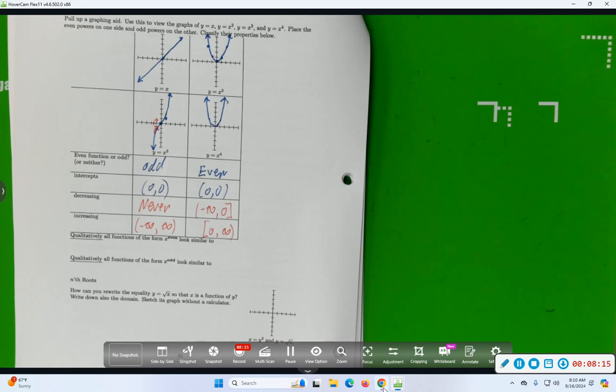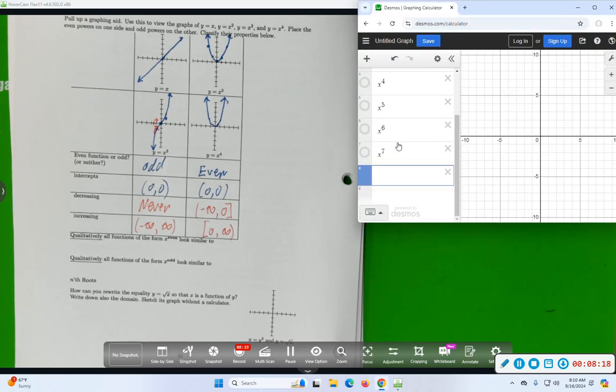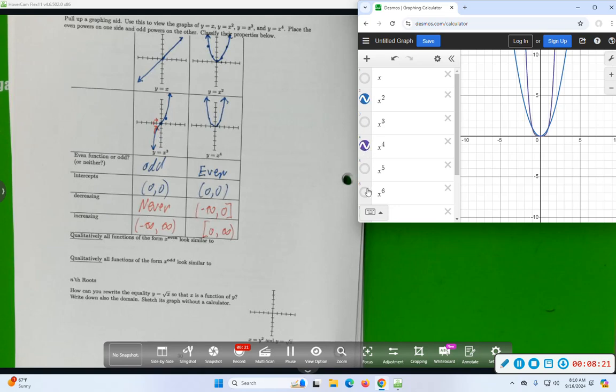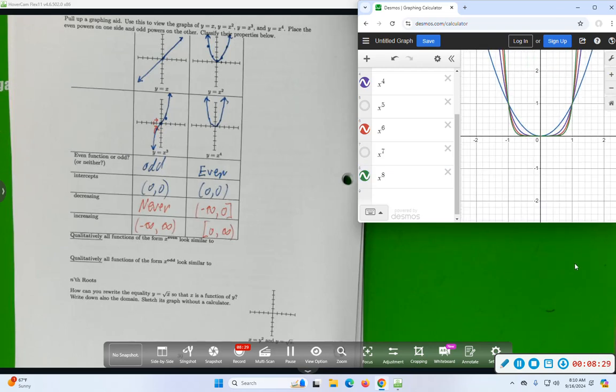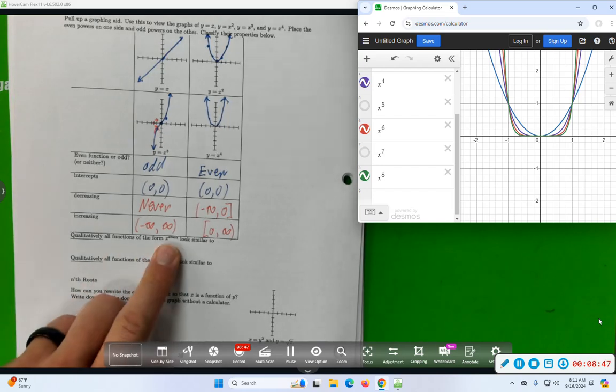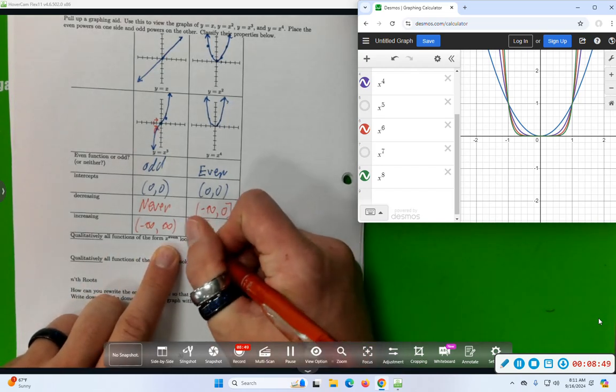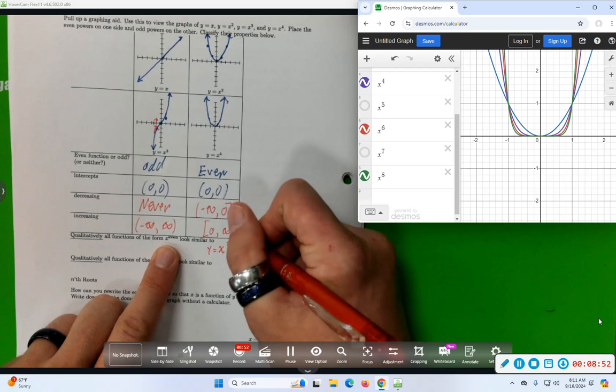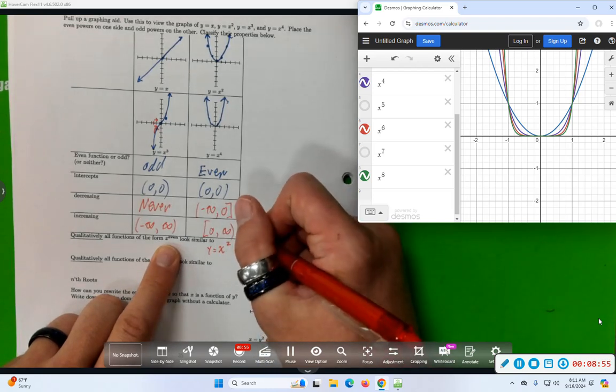And qualitatively, a thing to note about these power functions is they all look kind of similar. If you group all of these even power functions together, let's put one more in there. Those all kind of qualitatively look similar, right? They all just kind of open upward starting at the origin. Unless you're drawing a fairly high resolution graph by hand, you're not going to visually tell the difference. So I would in fact say qualitatively, all of the functions of the form x to an even number look kind of like y equals x squared. But maybe we'll be a little more specific.